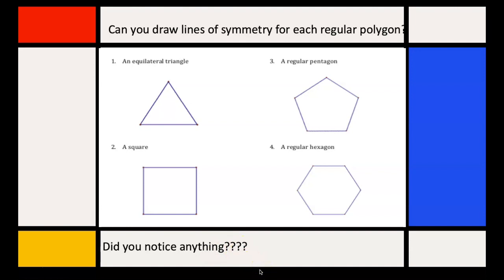Did you notice that once you drew your line of symmetry, you had an identical half? Now these are regular polygons, but we can find identical halves in angles. We can find identical halves in line segments as well.